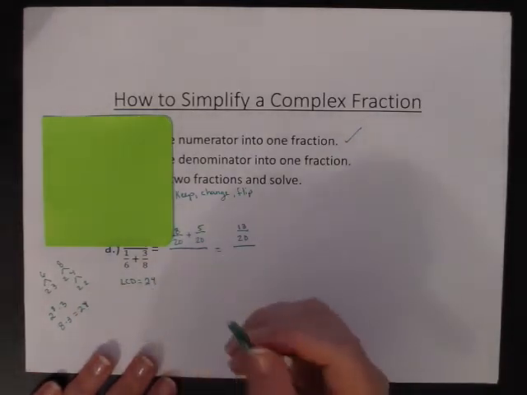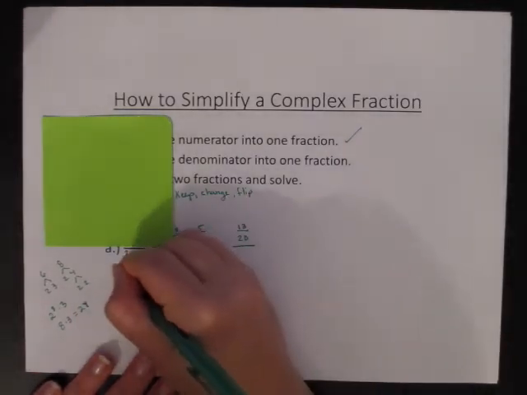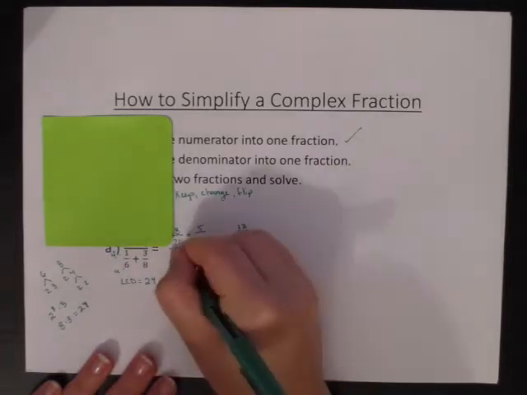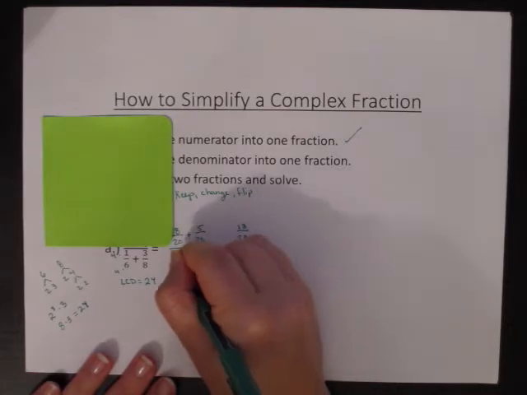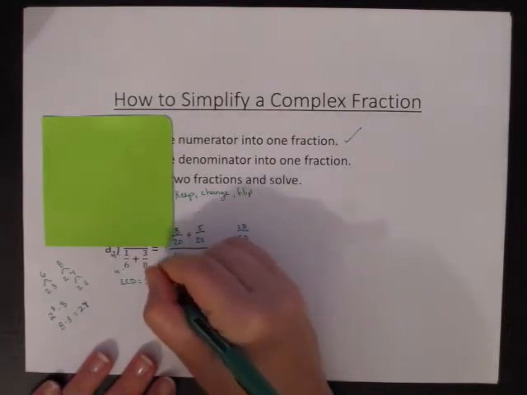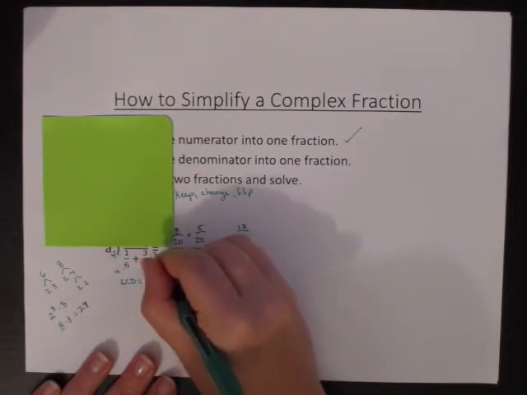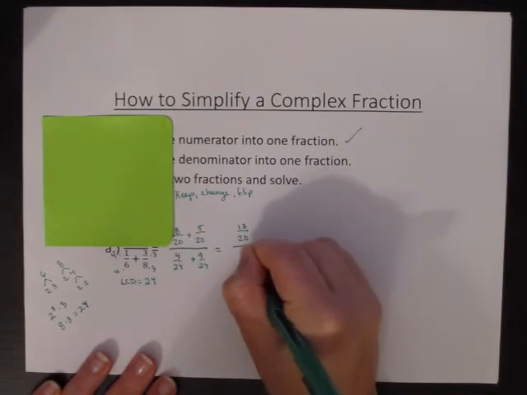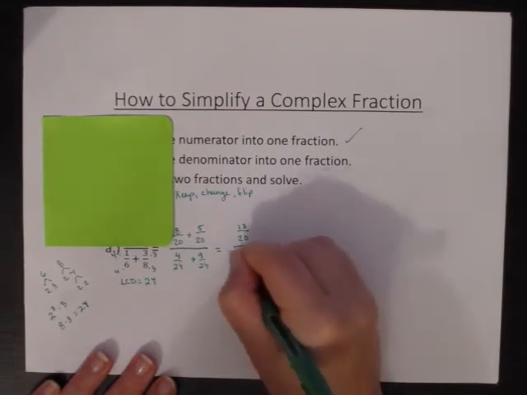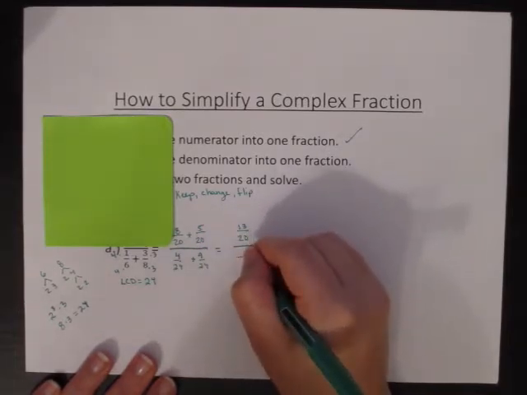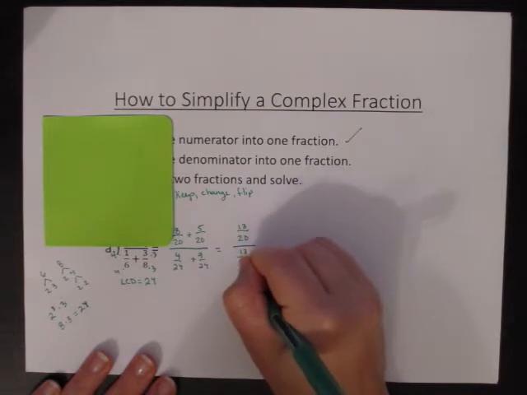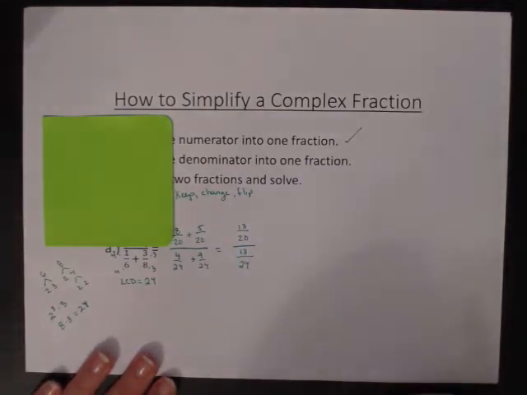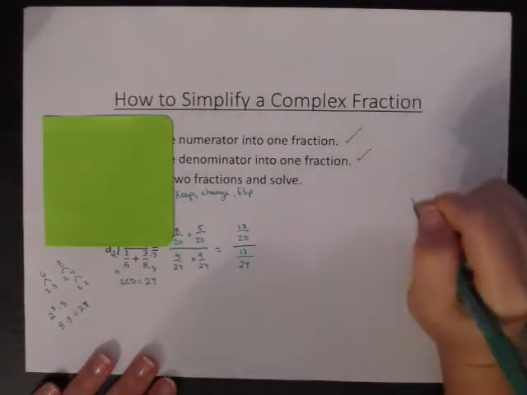So what times 6 will get me to 24? That would be 4. What I do to the bottom, I have to do to the top. So 4 times 1 is 4 over 24, plus 8 times what gets me to 24? That would be 3. 3 times 3 is 9 over 24. So 9 plus 4 is going to be 13 over 24. Alright, so I've simplified the denominator.